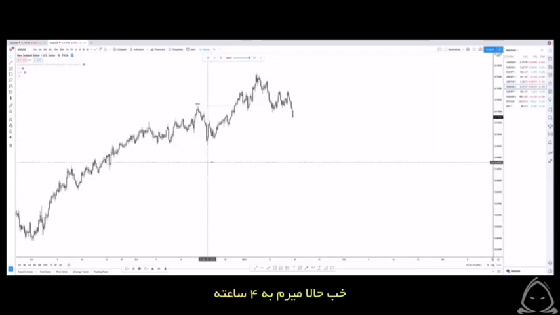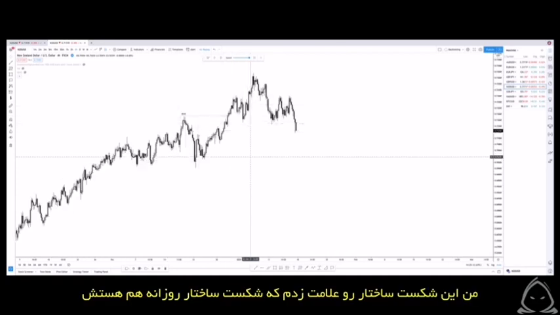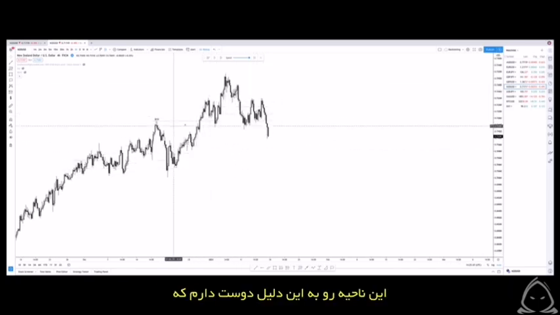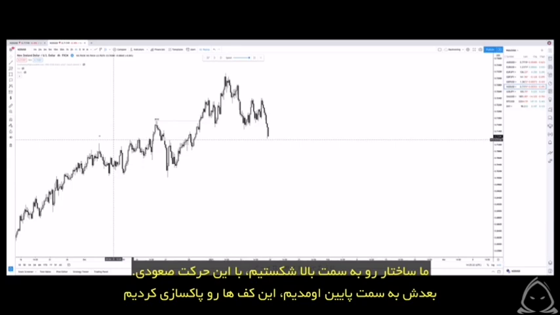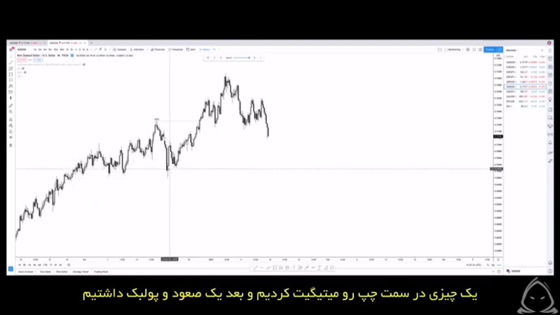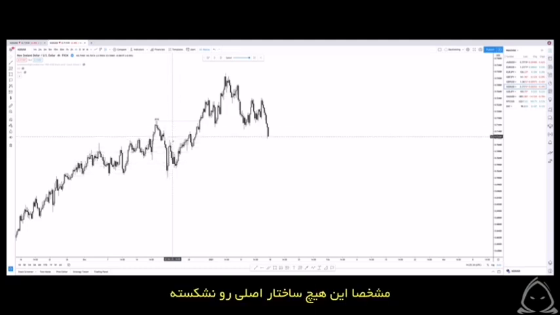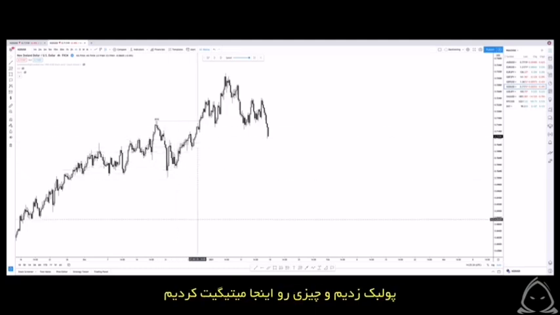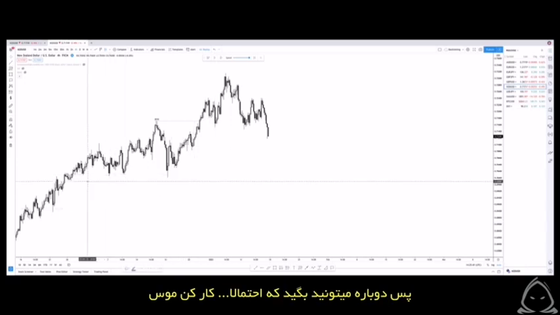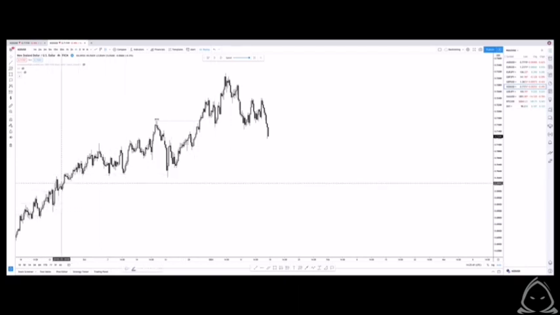So drop into the 4 hour now. I have this breaker structure marked out here, which is also obviously the daily breaker structure. The reason I like this area is because we broke structure to the upside over here with this push up. We then came back down, swept these equal lows, mitigated something to the left, and then we've had a push, a pullback. This obviously didn't break any major structure. We've pulled back, mitigated something here.